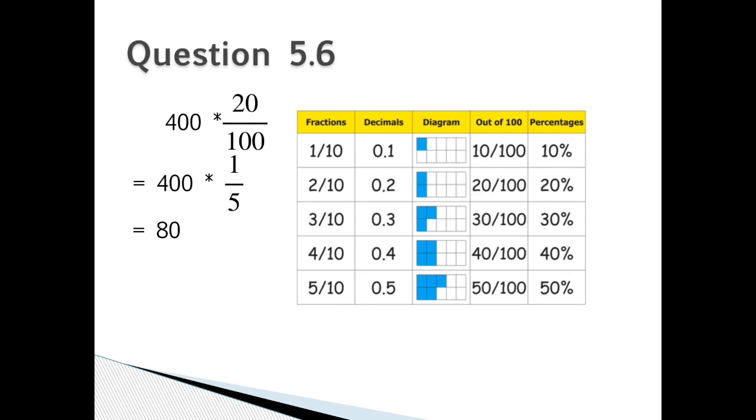So 400 times 20 divided by 100 is equal to 400 times 1 over 5, which is equal to 80. There are other ways to do this, but you should still come up with the answer of 80.